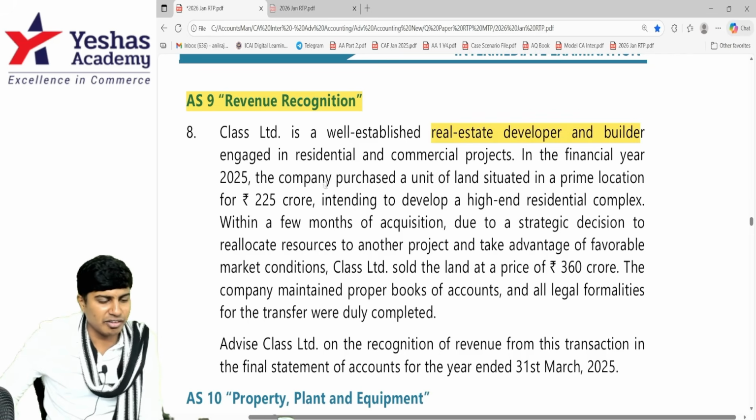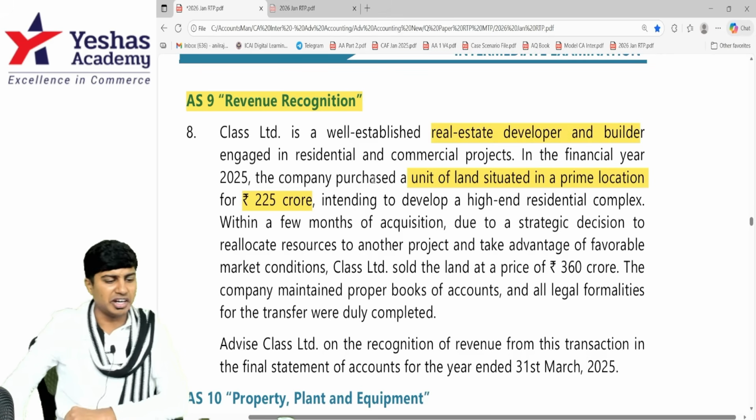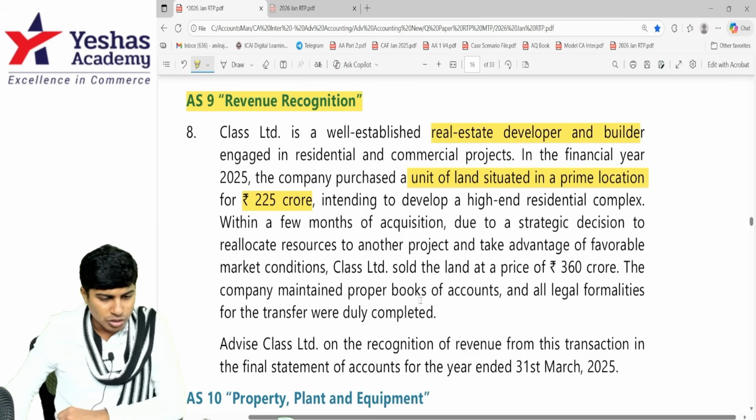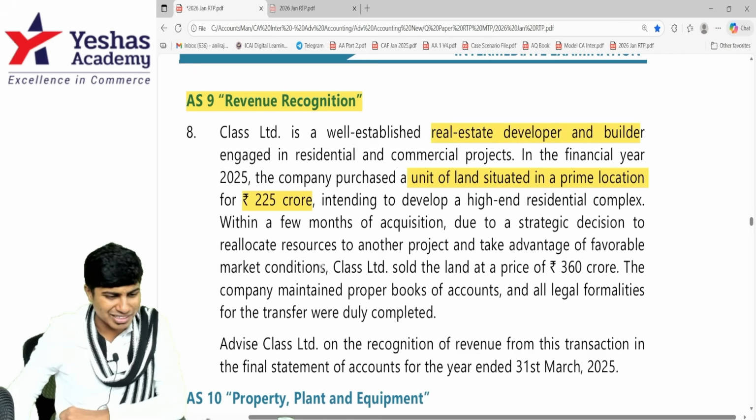The financial year 2025, company purchased a unit of land situated in prime location. Rich people know they buy. For what price did they buy? 225 crore. Intending to develop a high-end residential complex within a few months from the acquisition. Due to strategic decision to reallocate resources to another product and take advantage of favorable market conditions, Class Limited sold the land at a price of 360.